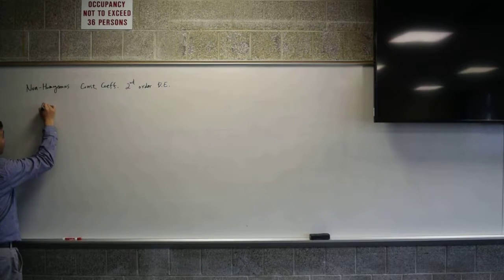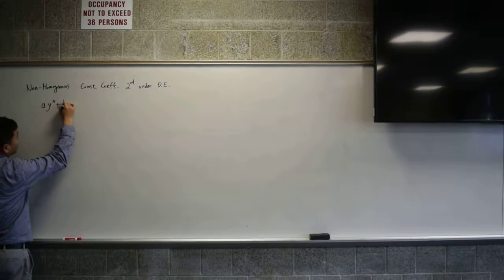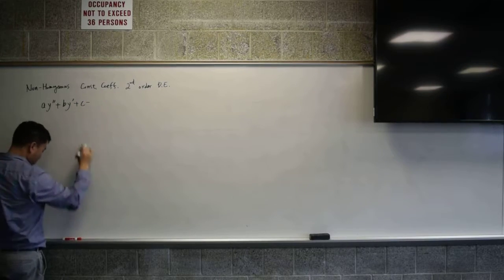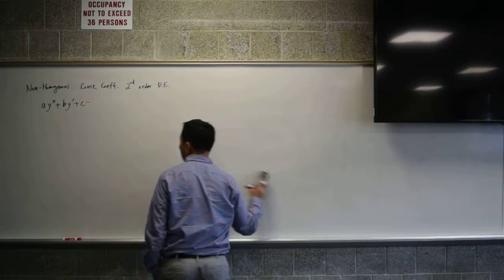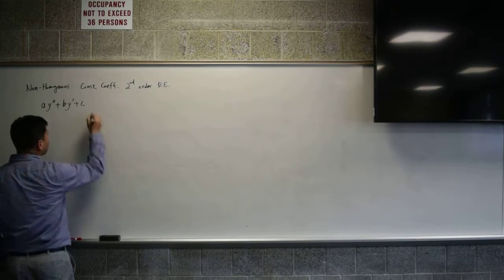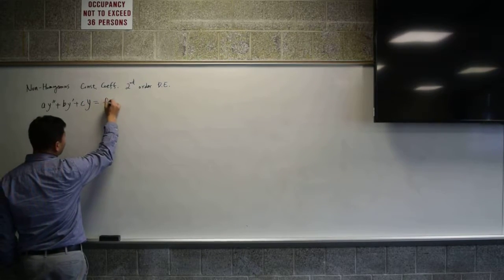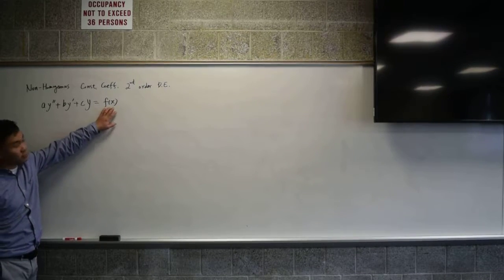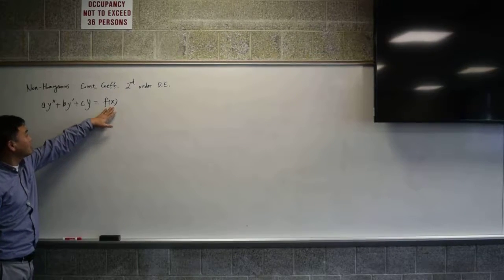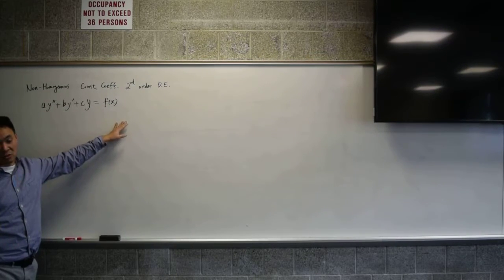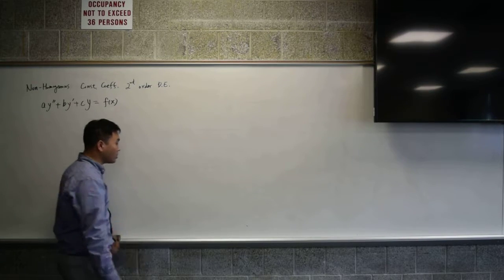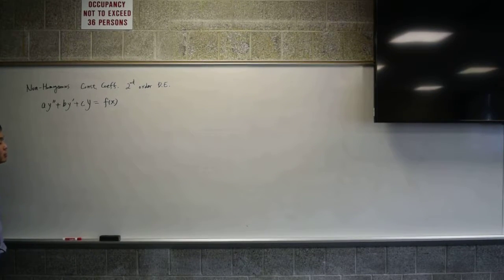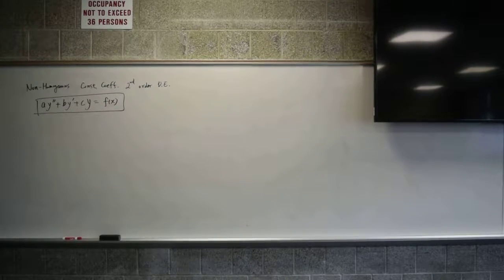Suppose we have ay double prime plus by prime plus cy equals some function. Okay, in that case, we call this non-homogeneous. If you have a non-zero function here, then suddenly this problem becomes harder. So let me give you an example, and probably after this you'll see what our plan is.